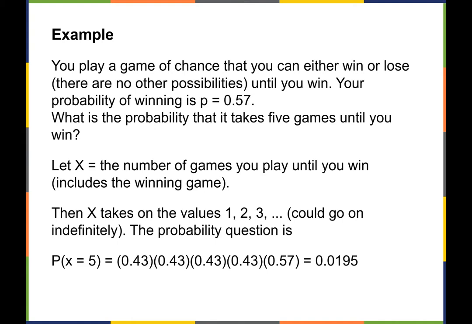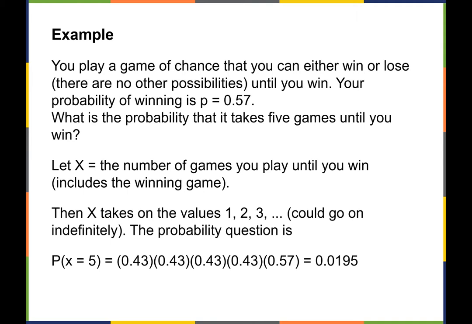Let's do an example. We're going to play a game of chance that you either win or lose. There are no other possibilities. We're going to play that game until you win. Your probability of winning is 57% or 0.57. What is the probability that it takes 5 games until you win? And that means exactly 5 games. So that means lose, lose, lose, lose, win.